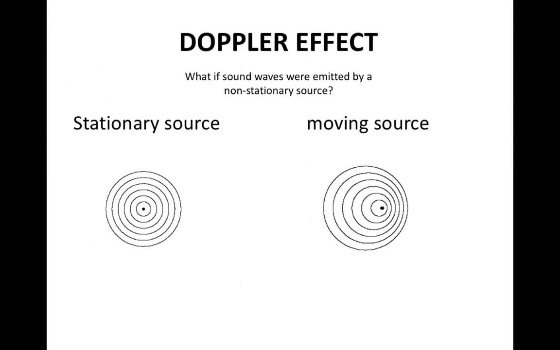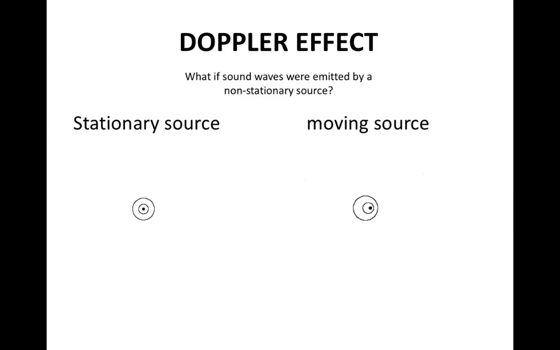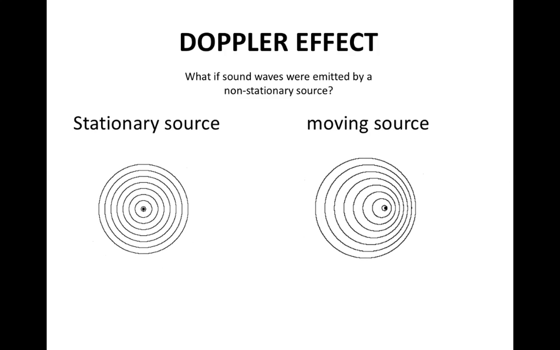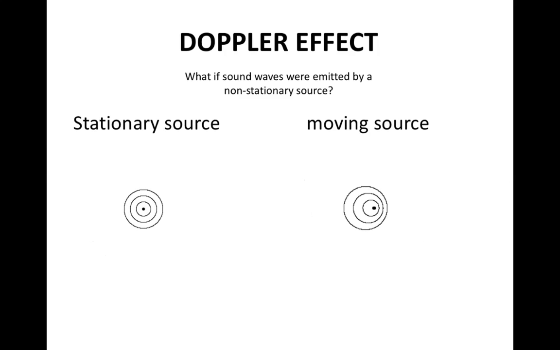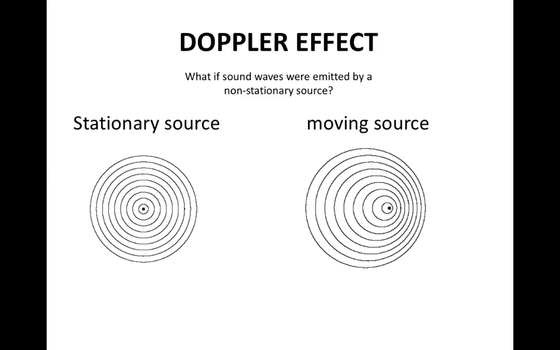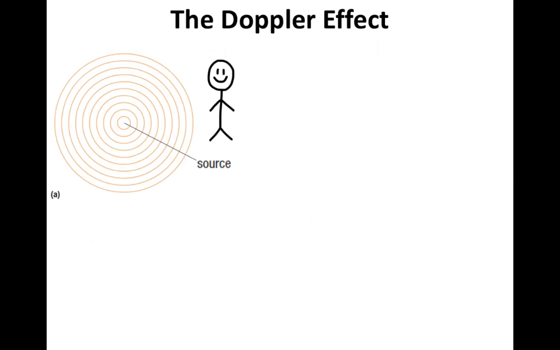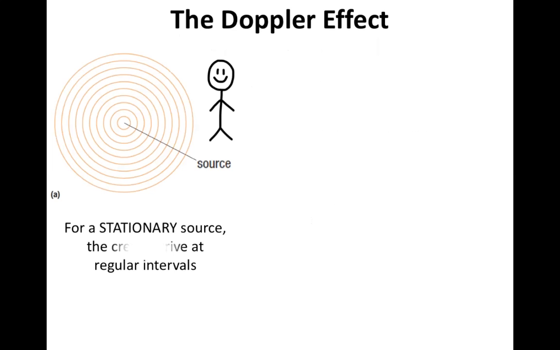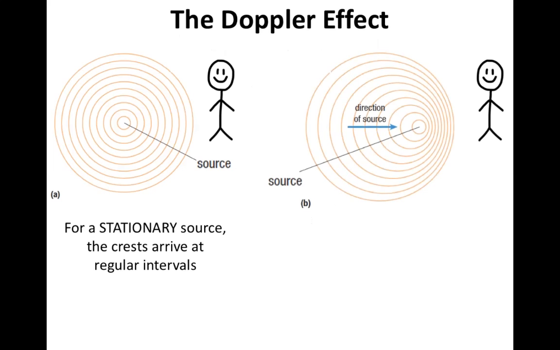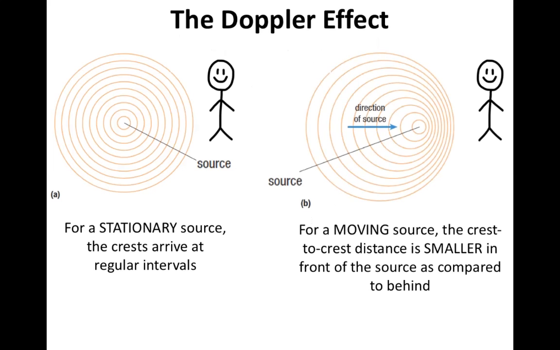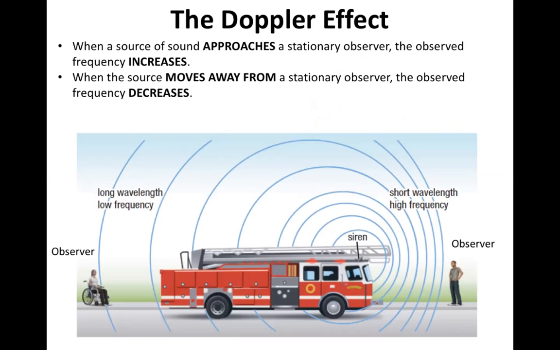This means that if we want to measure the wavelength, we would either have to have the source of the waves not moving, or we would need to take the motion of the source into consideration. So here we have, for a stationary source, the crests arrive at regular intervals. Let's say this is the source of the waves and this is the observer. The observer is going to see the crests at regular intervals. If the wave source was moving, then the observer is going to see the crests more frequently. The crest-to-crest distance is smaller in front of the moving source.